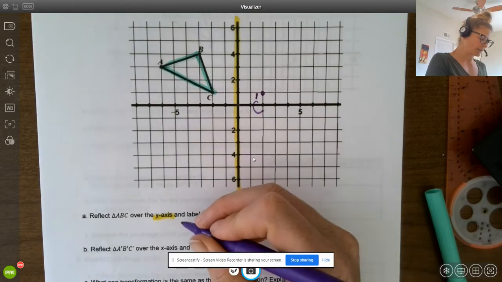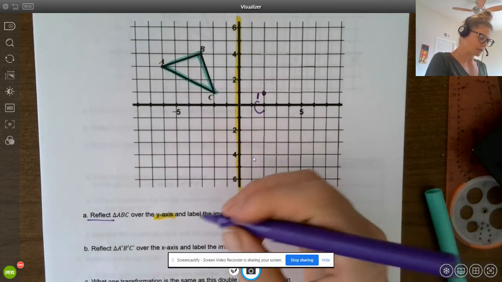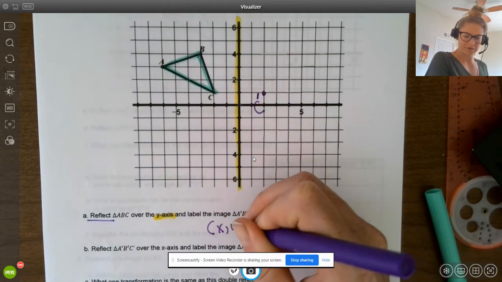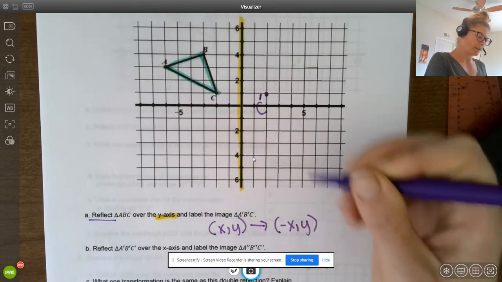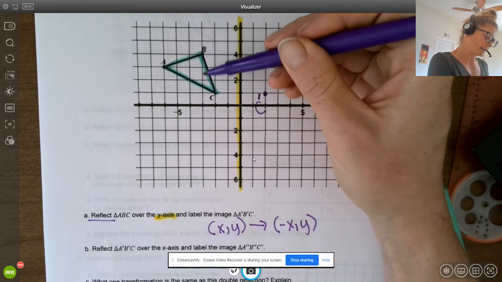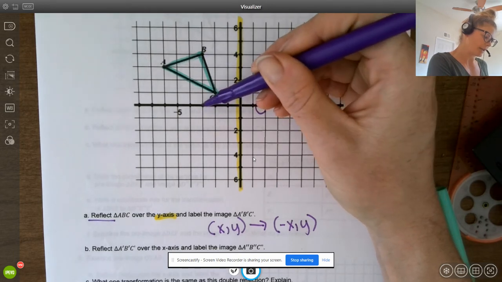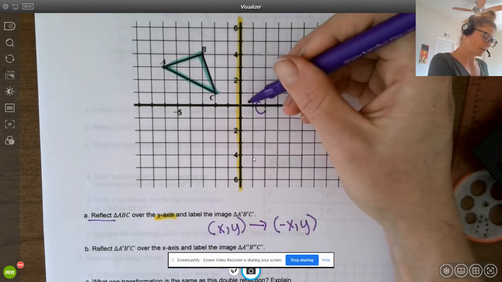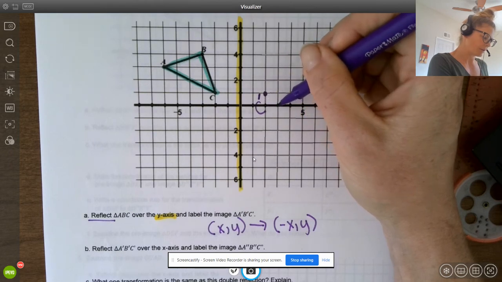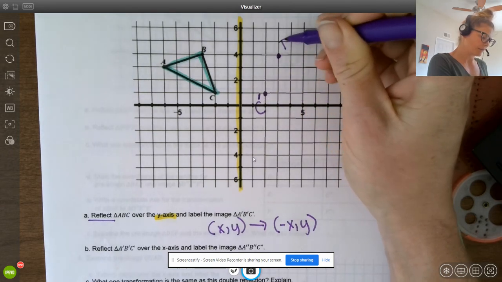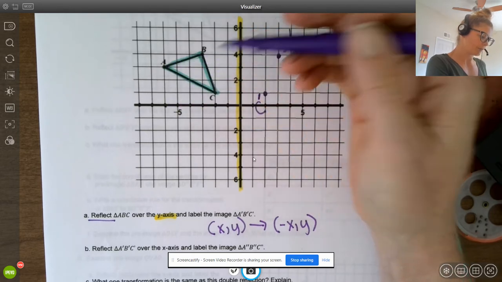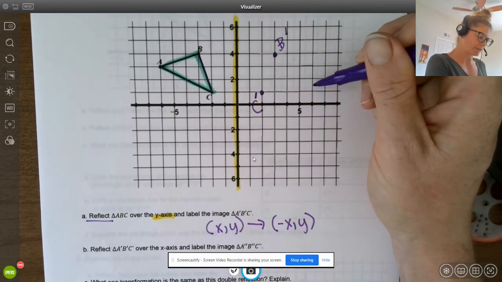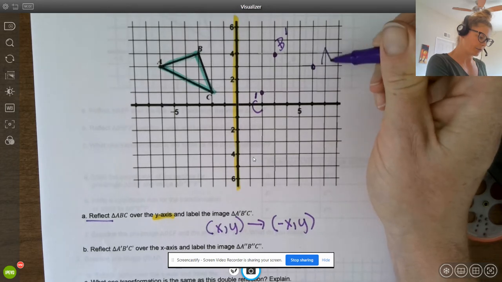rule that we came up with for reflecting across the y-axis: x, y is mapped to negative x, y. So we can say B is at negative 1, 2, 3. So now we're going to be at positive 3, 1, 2, 3. B prime. A is at negative 6, 3. So now we're going to be at positive 6, 3.